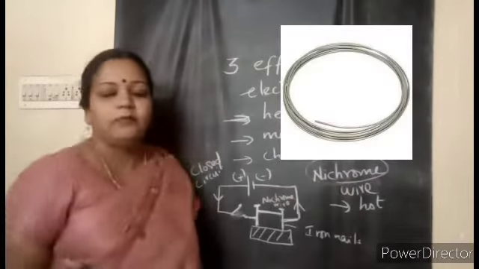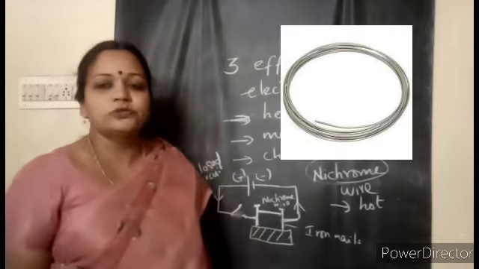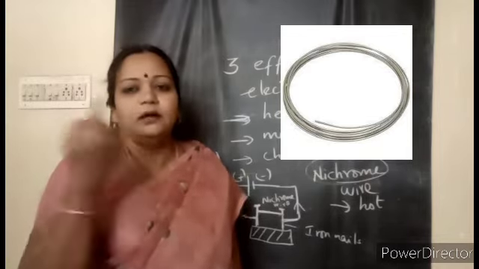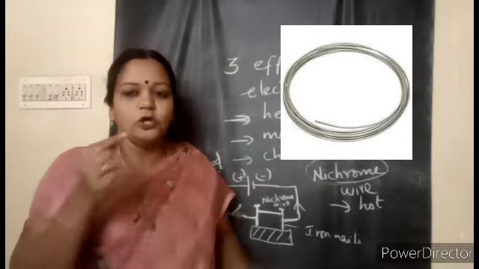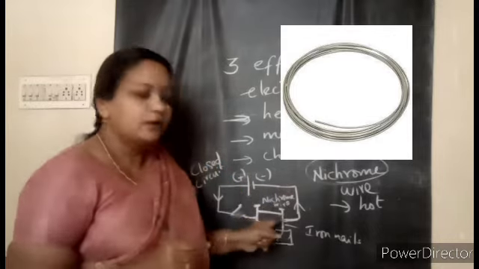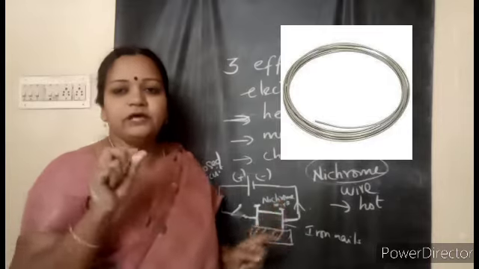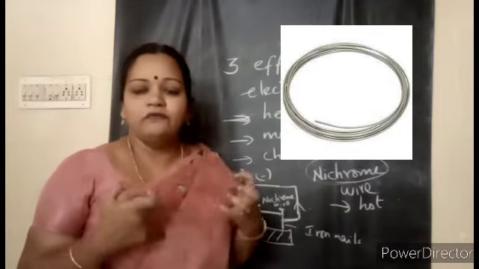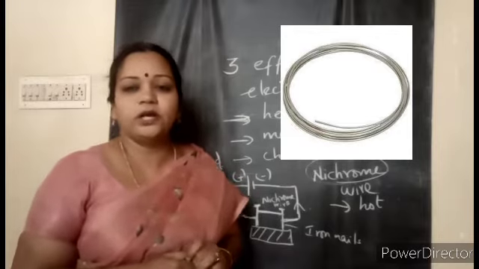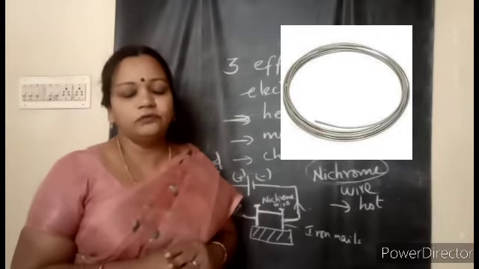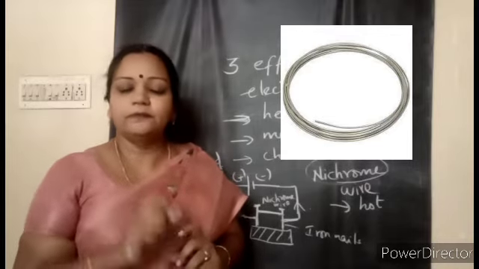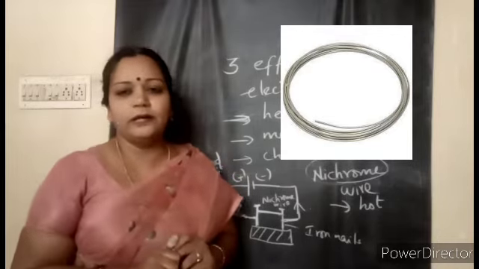Nichrome is an alloy, children, made up of nickel and chromium. That nichrome wire will be very thin. You can get it in hardware shops. That thin wire, you can connect it. And you can see why we have chosen the nichrome wire. Here we can feel the hotness very easily, so that you can understand the heating effect of the electric current. It will become hot, so that when you touch it, you can feel that hotness.